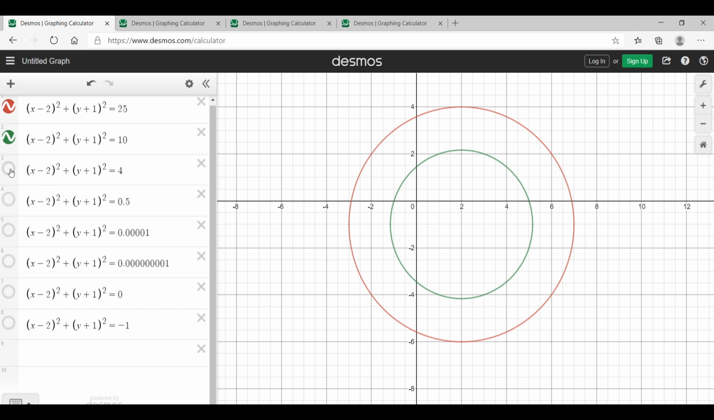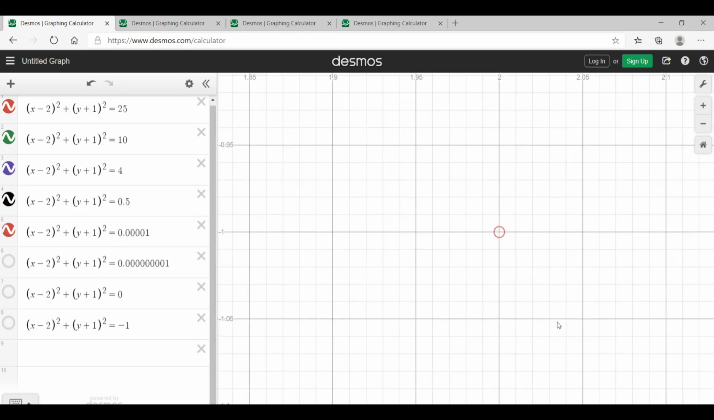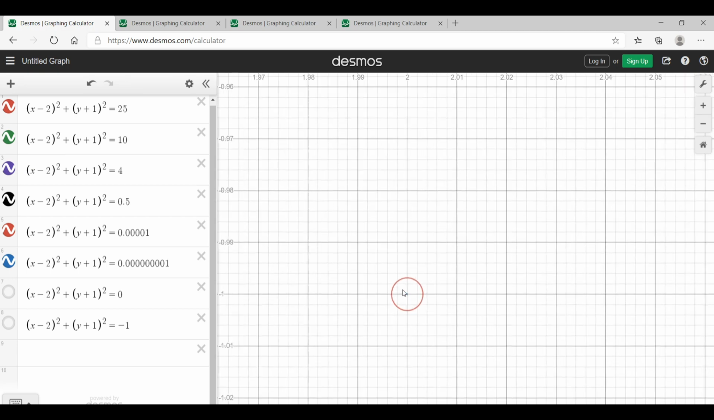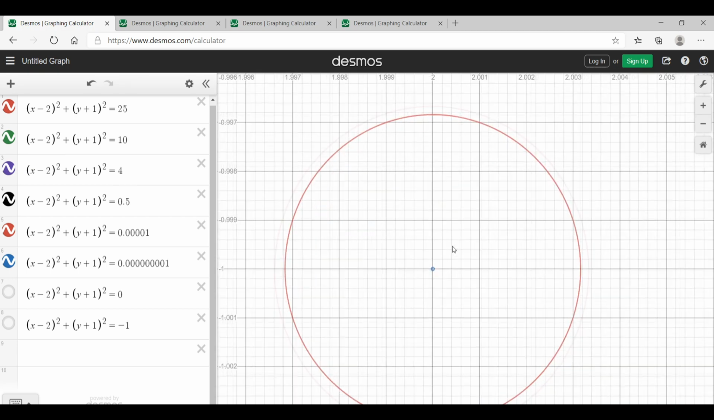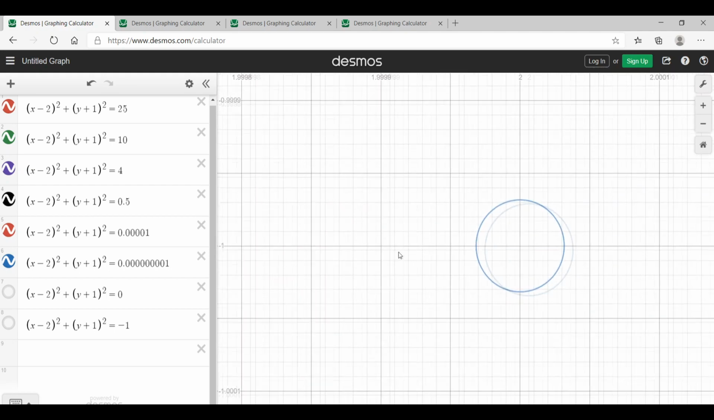If we continue until equation 3, it becomes smaller than the green circle, until this one, and then equation number 5. You can see it's almost a point. But if you zoom in, that is still a circle. If we continue to decrease the value of r squared, it will continue to decrease the value of r. You cannot see any other changes, but there is still a very tiny circle.